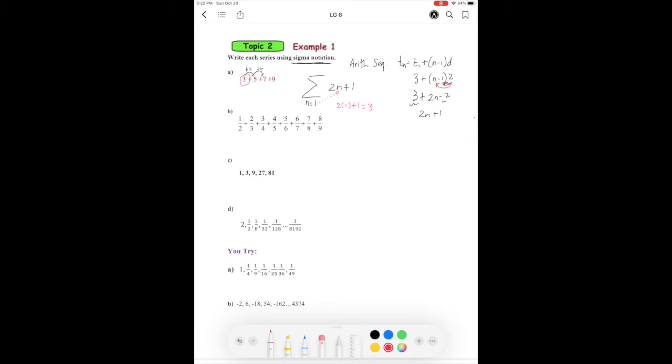And now, where am I going to? Well, how many numbers are there? Well, I can just count. There's 1, there's 2, there's 3, there's 4. So that would be 4. So there is the answer to that one.